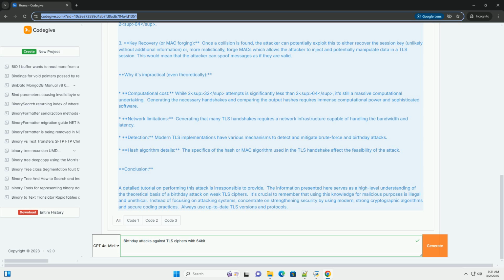The information presented here serves as a high-level understanding of the theoretical basis of a birthday attack on weak TLS ciphers. It's crucial to remember that using this knowledge for malicious purposes is illegal and unethical. Instead of focusing on attacking systems, concentrate on strengthening security by using modern, strong cryptographic algorithms and secure coding practices. Always use up-to-date TLS versions and protocols.